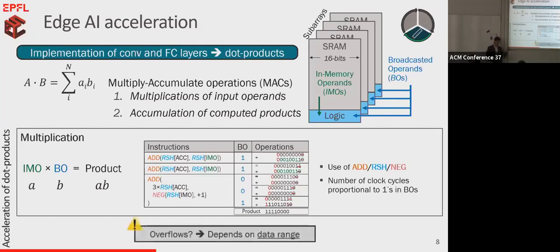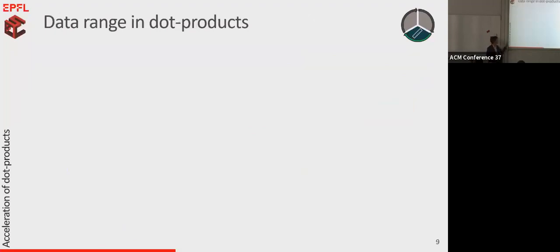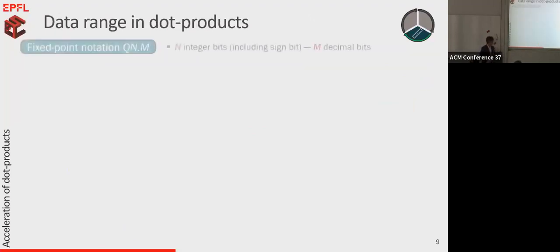But for the moment, let's focus on overflows. So when we have overflows, well, in general, we have overflows every time that the data range increases. So let's now analyze data range in the dot products that we need to accelerate in the compute memory.